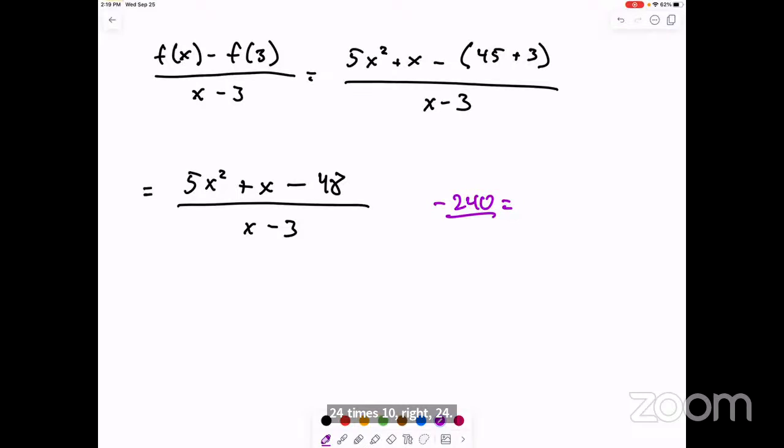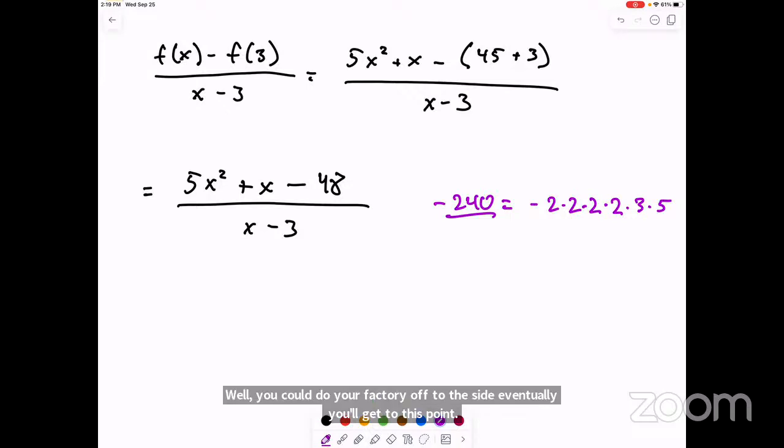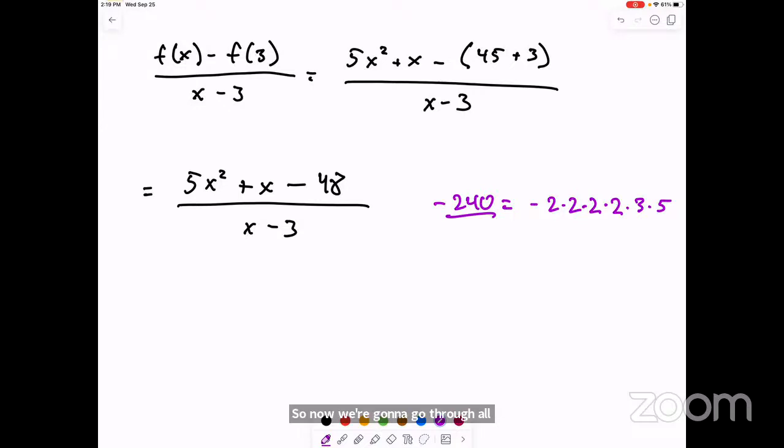Okay. So 8 is 2 times 2 times 2, and then another 2 from the 10. We got the 3 from the 24 and the 5 from the 10, right? So again, we said 240 was 24 times 10. Or you could do your factor tree off to the side. Eventually, you'll get to this point. So now we're going to go through all combinations and stop at the line that adds up to 1. This is just how I factor my trinomials, right? You don't necessarily have to do it this way. So 1 and 240, but that does not add up to 1, so we're going to keep going.